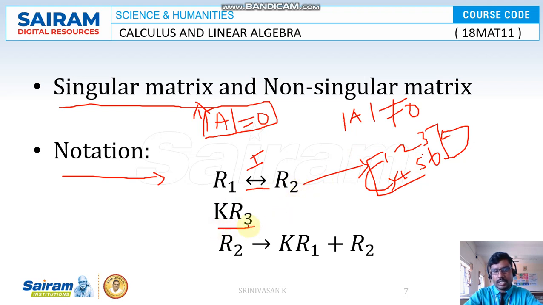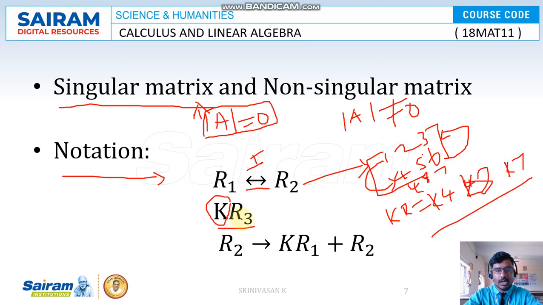And next, K into R3. The meaning is K is some scalar constant. We have to multiply K in each row. So K into R3 means, for example, here 4, 8, 7 is R3. So we have to multiply K into 4, K into 8, and 7 into K. Each and every element in R3, we have to multiply by K. So this is the second notation.